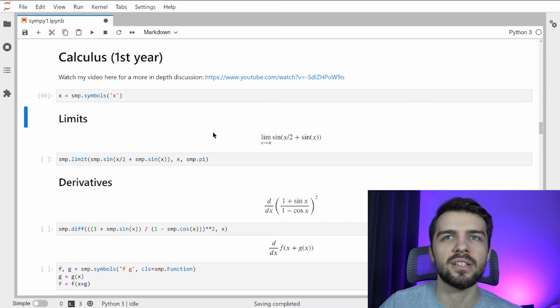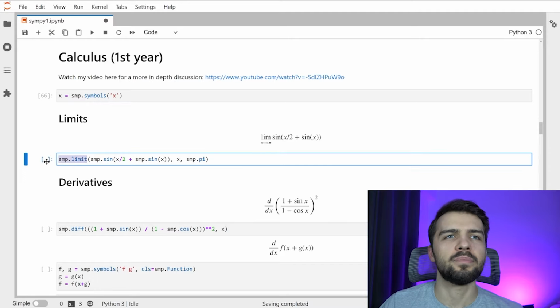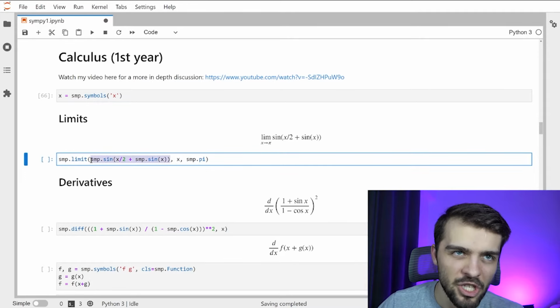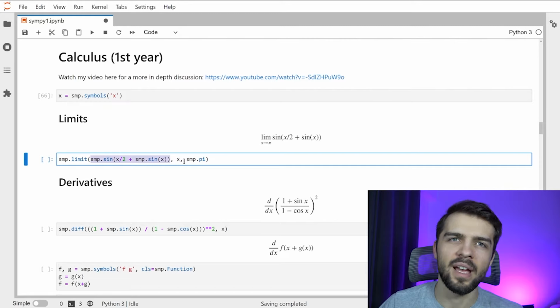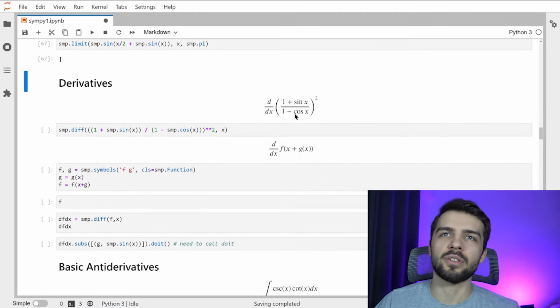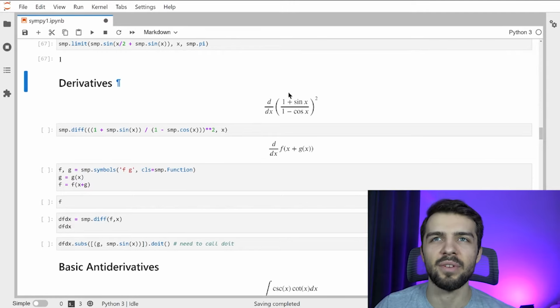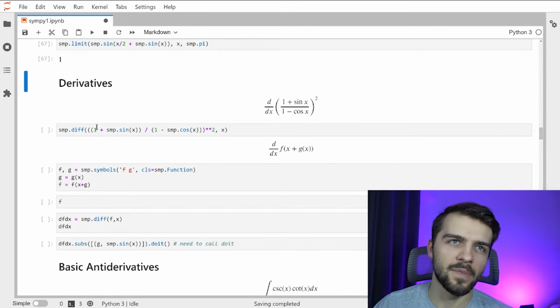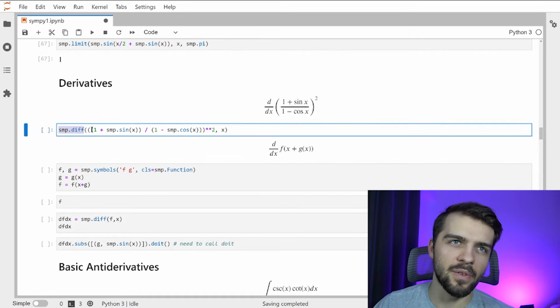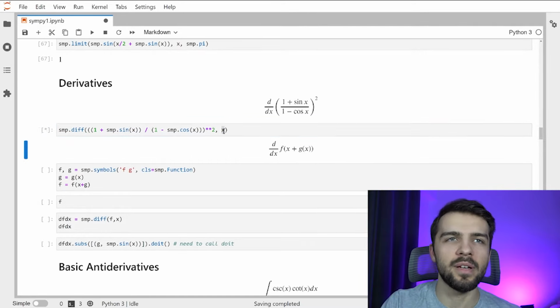So I'm defining a symbol x, and if I want to take a limit like this, of course, this is all basically definition. I call sp.limit. I pass the expression I have, which is this expression here, and I'm taking x to pi, right? And I get my limit. Derivatives are very similar. So I'm taking the derivative of this expression here. Again, it would be sort of annoying to do by hand. This is kind of an annoying expression to differentiate. So I take sp.diff, that gives me the derivative. My expression is here, and I'm differentiating it with respect to x, and that gives me my derivative.